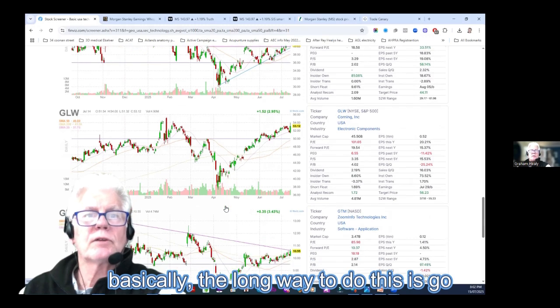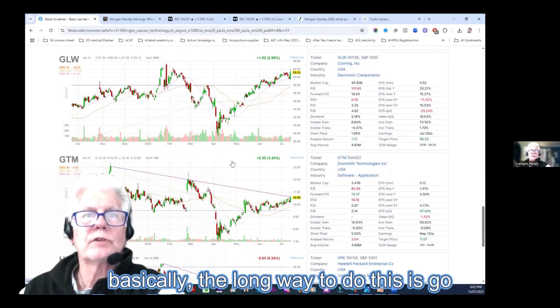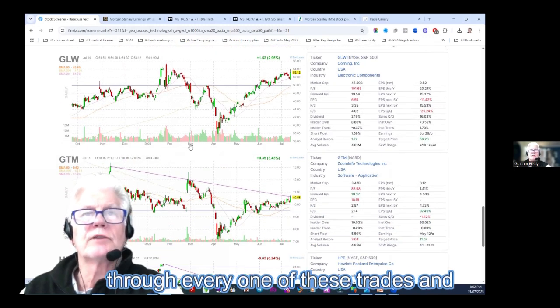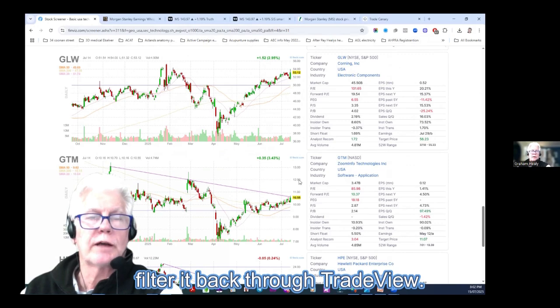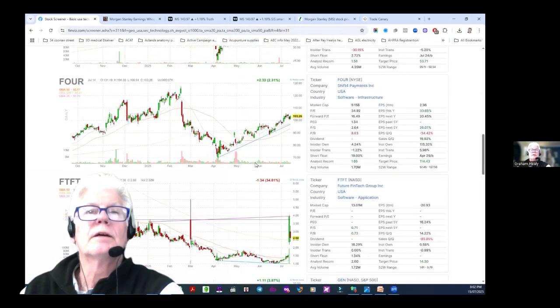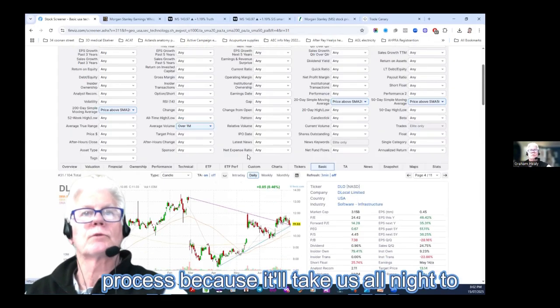So basically, the long way to do this is to go through every one of these trades and filter it back through TradingView. Now, I'm not going to go through that process because it'll take us all night to do that.